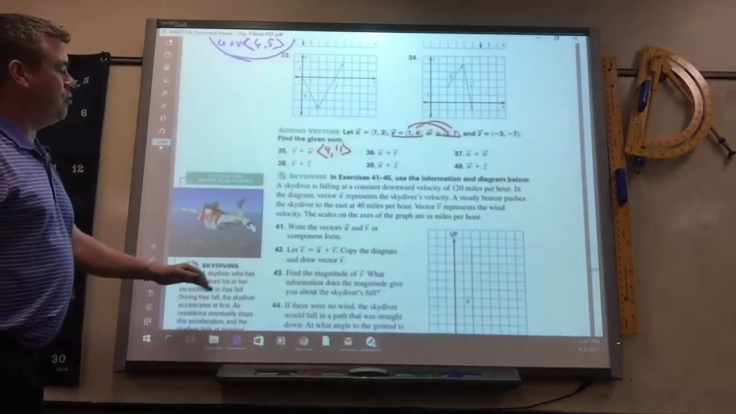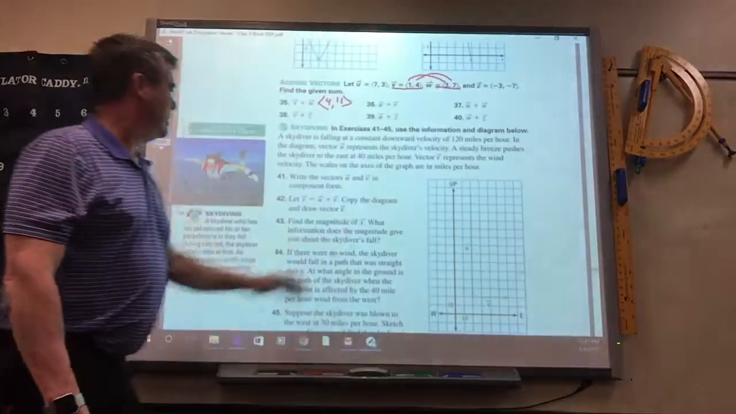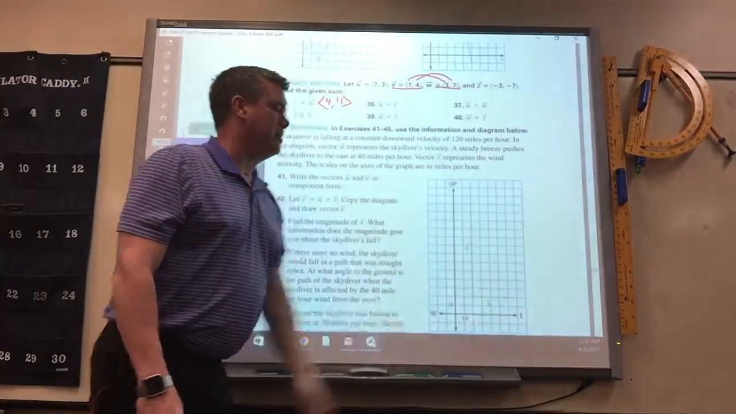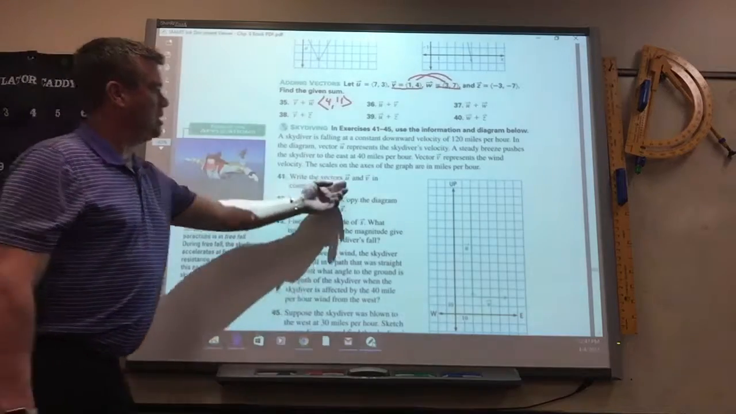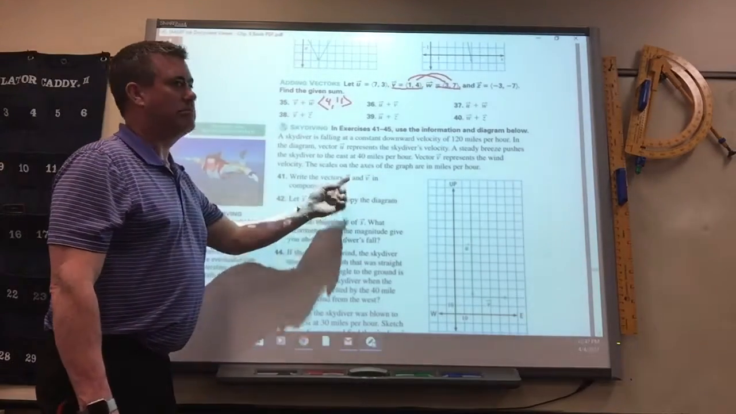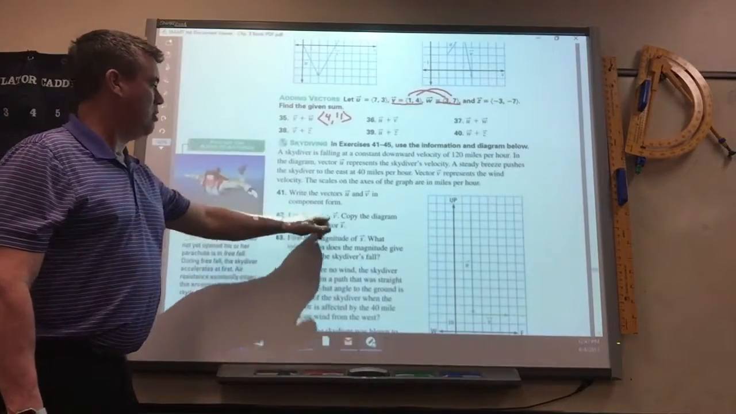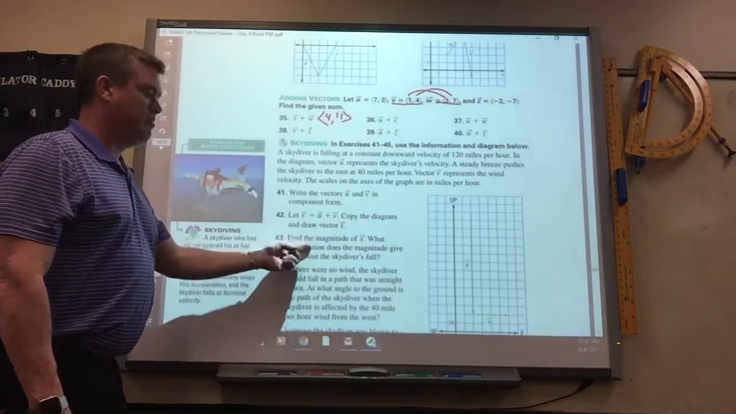And then also, when you do these all fit together for the word problem up here, you don't need to draw them. You can just look at the diagram here to figure out. So write u in component form, just like you do up here, and v. Figure out what u plus v is. You don't need to draw it. Find the magnitude.